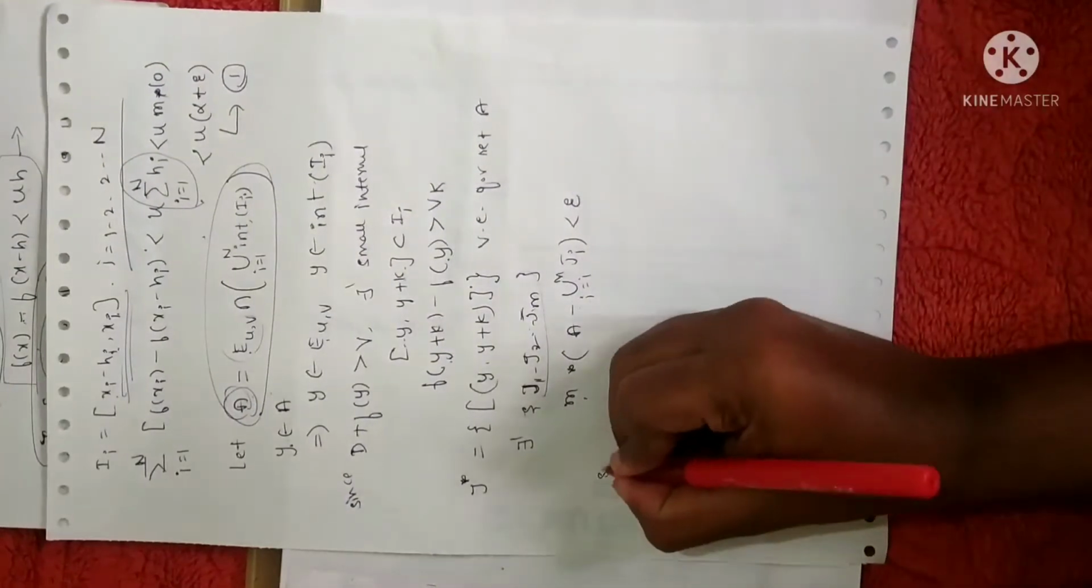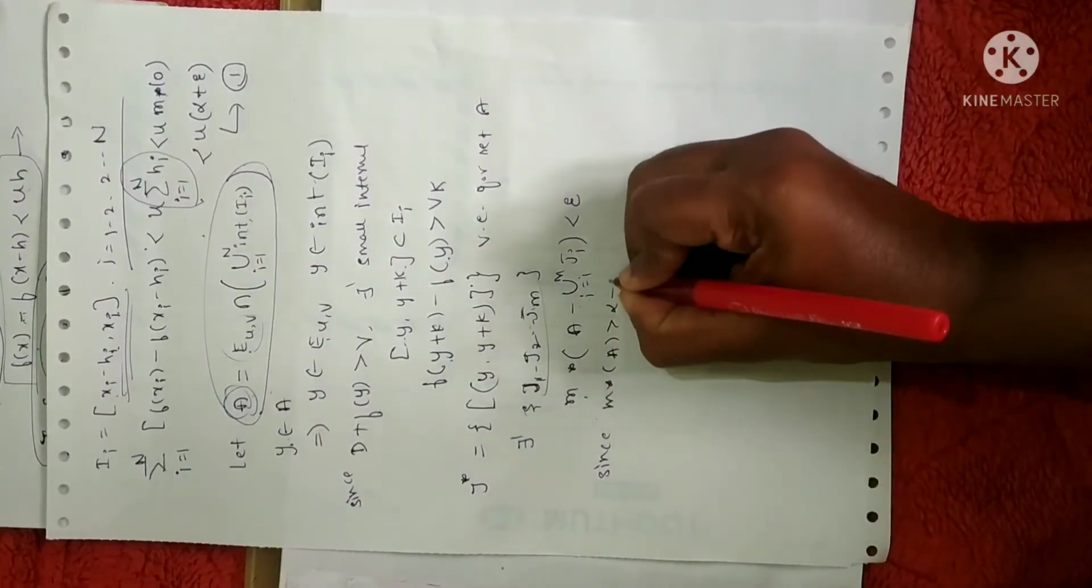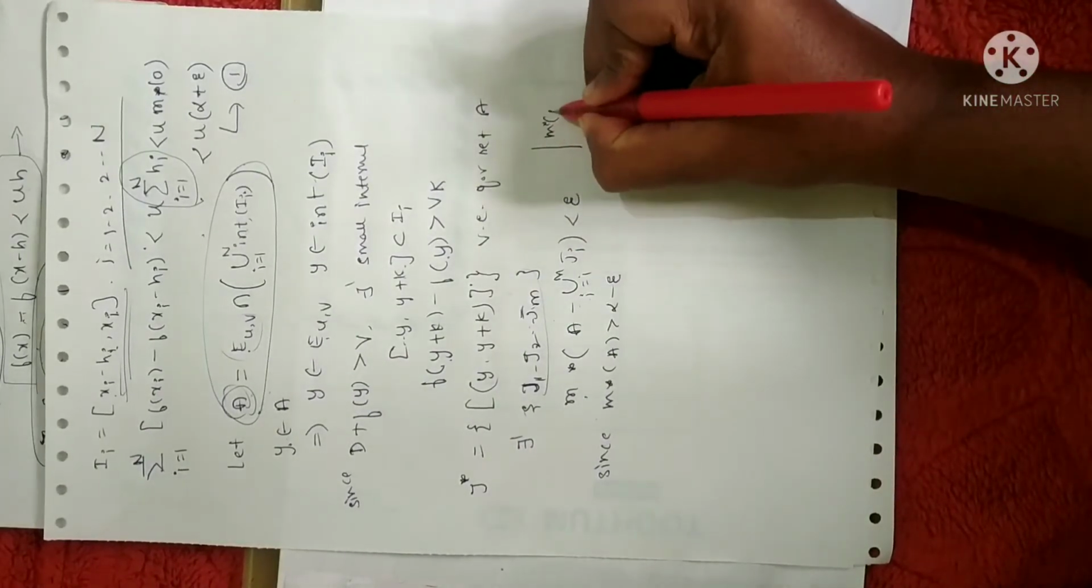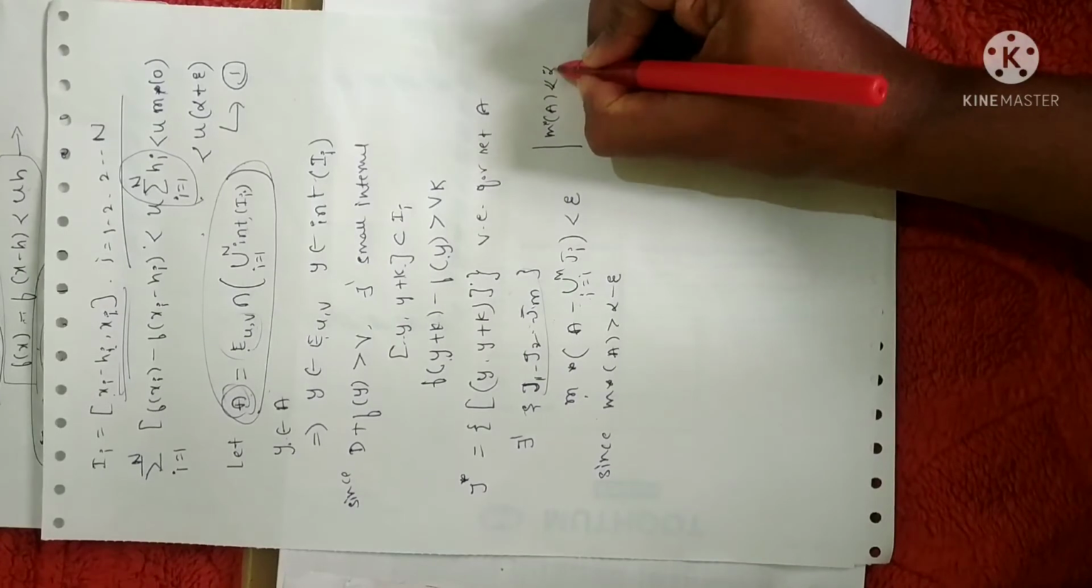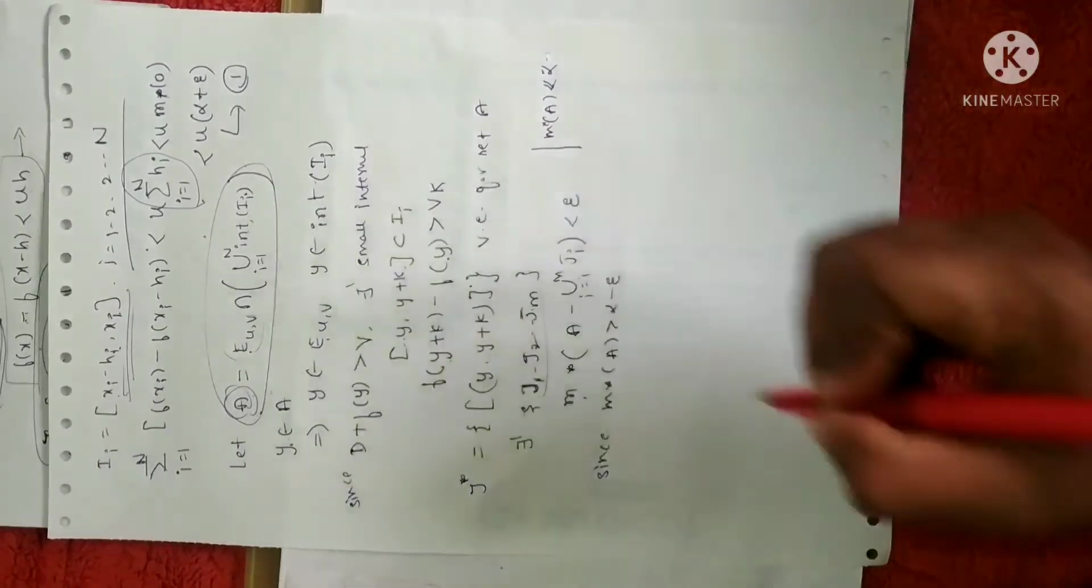And since we already know that m star of A is greater than alpha minus epsilon, right? If m star of A is less than alpha, and you subtract some value epsilon from alpha, it will be greater than alpha minus epsilon.